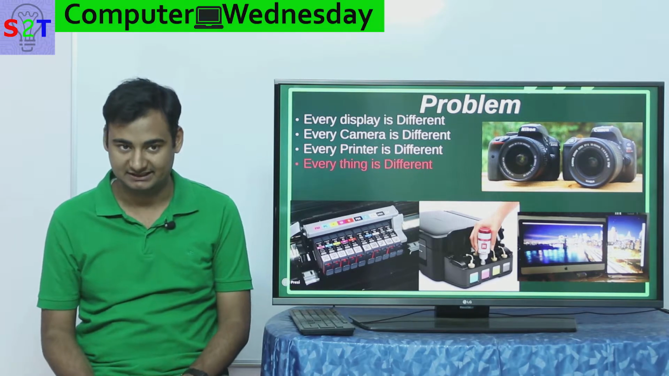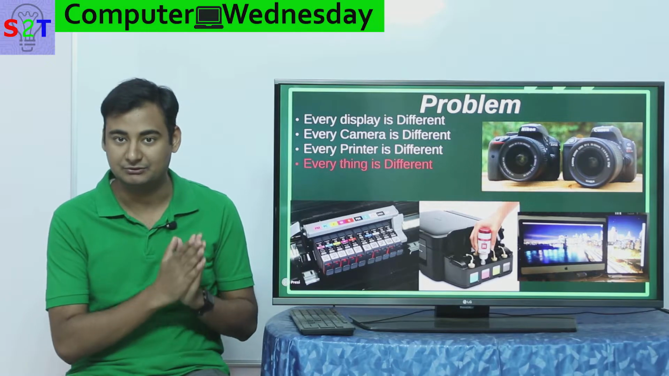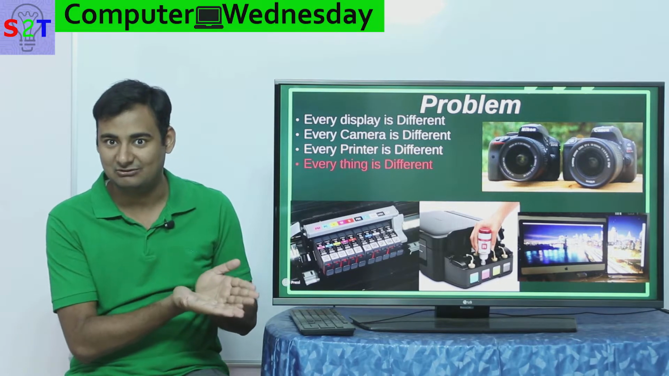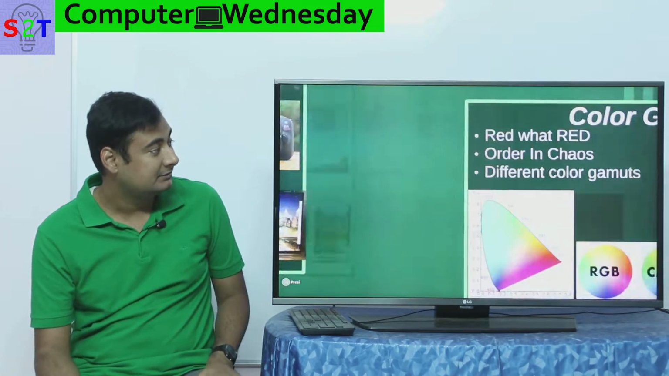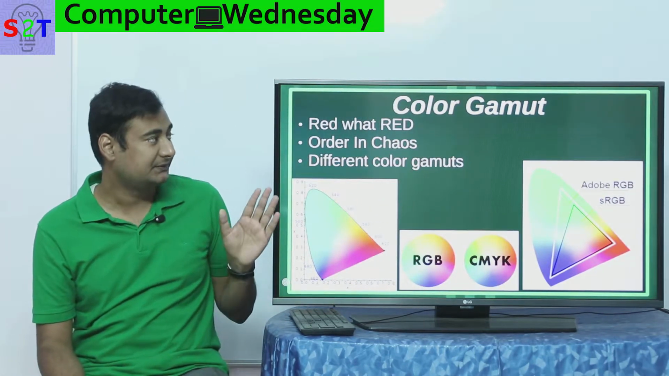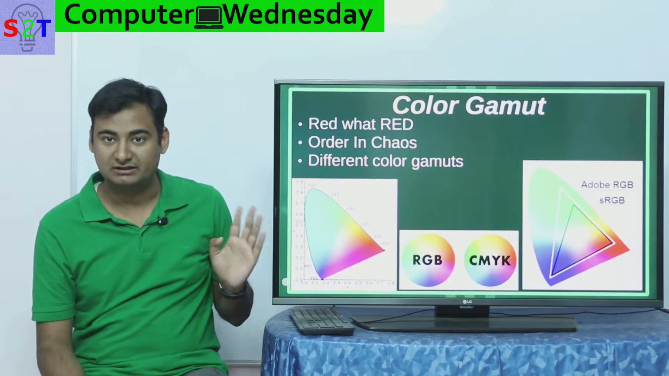How do we handle things? How do you make sure when you tell someone, okay, this person is white, what shade of white? How do you make sure that it is accurate? So we come to color gamut.